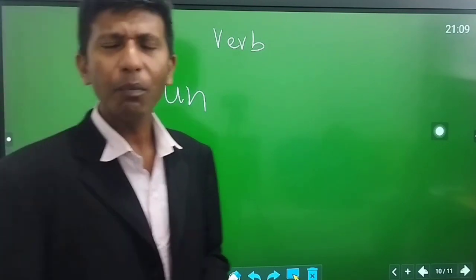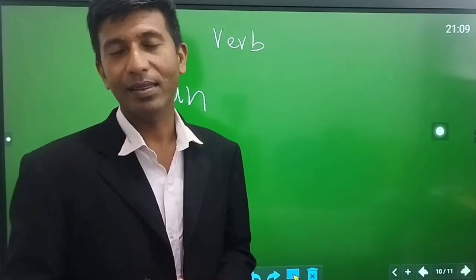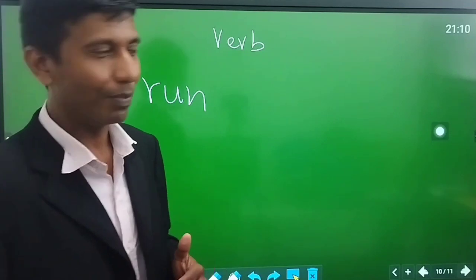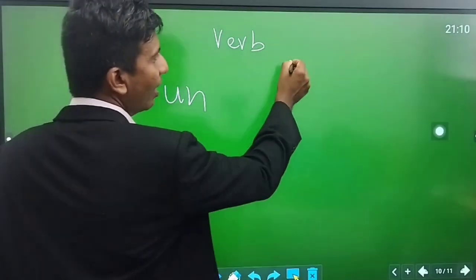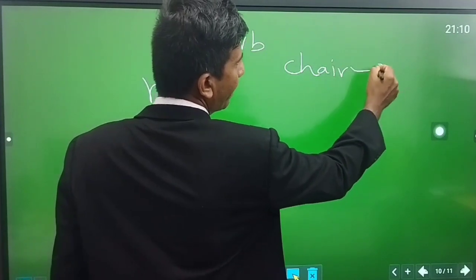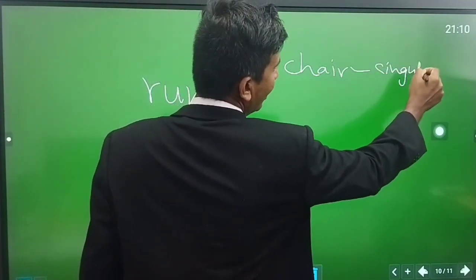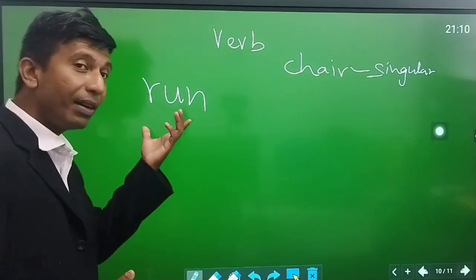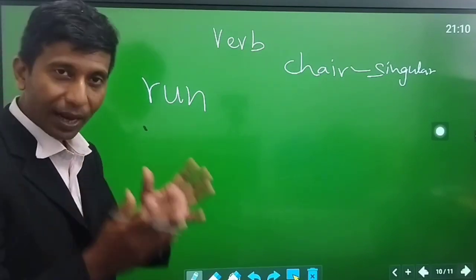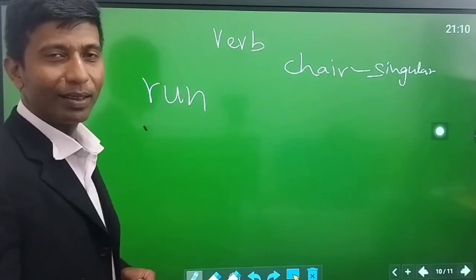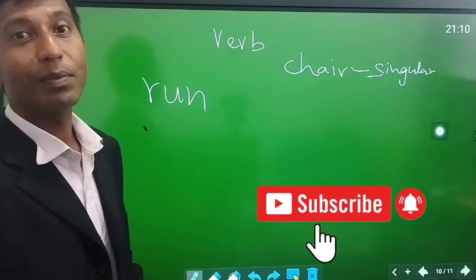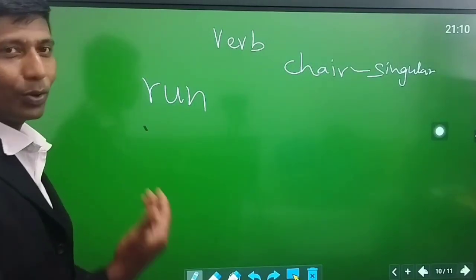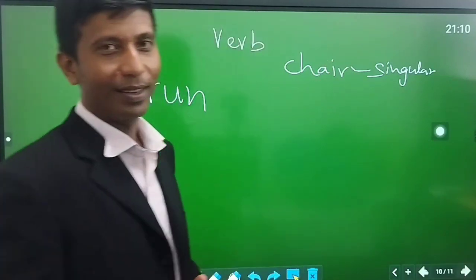Is there any number in a verb? Yes. Not only a noun, but also a verb has a number. Now chair. Chair is singular. We find the noun as a singular, but we find a verb as a plural. So run is plural.